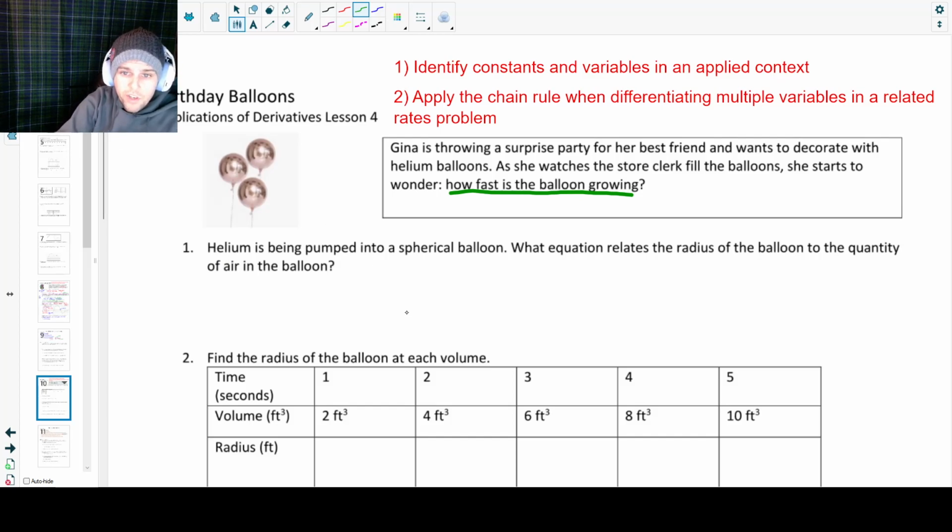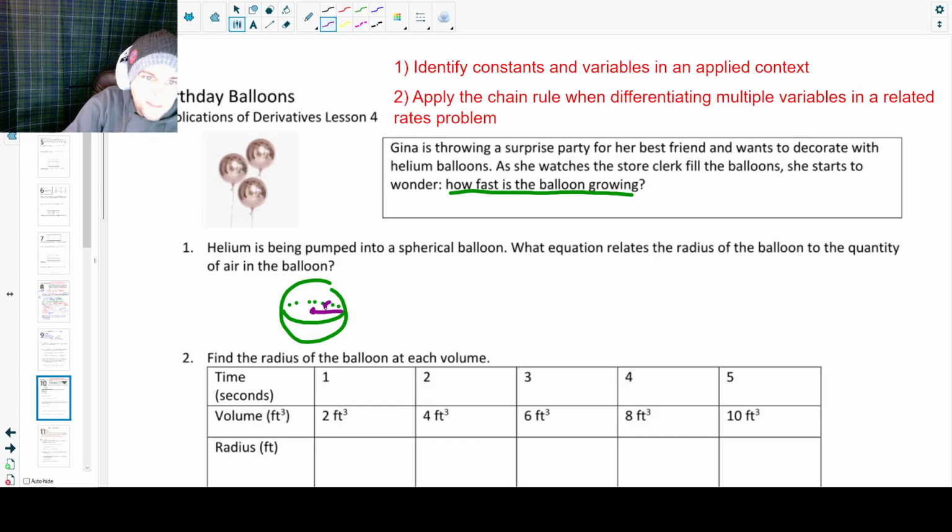Helium is being pumped into a spherical balloon. What equation relates the radius of the balloon to the quantity of air in the balloon? Okay, so first of all, with a lot of these problems, it's helpful to think about having a picture. So we have a spherical balloon. So here's our sphere, with the center of our sphere. And the sphere has a radius, just like a circle does, denoted by the distance from the center of that sphere to the edge. That's our R. And we'll just say maybe this balloon has a little place right here where the air is going into it. Again, helpful to have a picture to accompany our thinking.